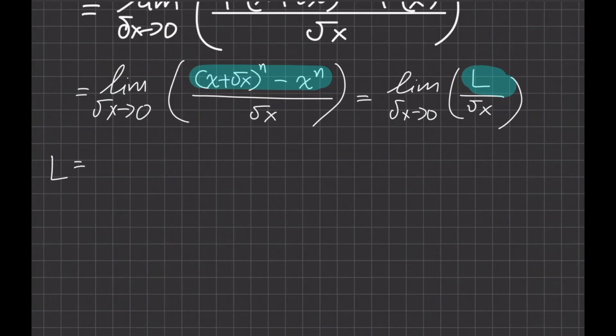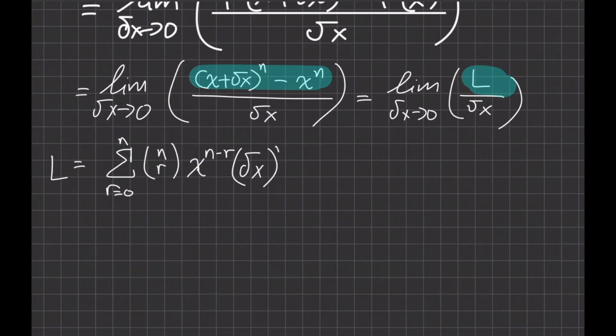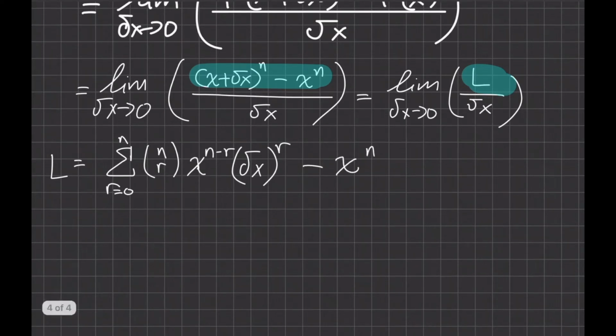We learned from the binomial theorem that you can simply rewrite this as the sum over some number r as it goes from 0 to n. You write the combination n choose r, times x to the power n minus r, and dx, which I'm going to put into brackets, to the power r. And then we simply subtract x to the power n.